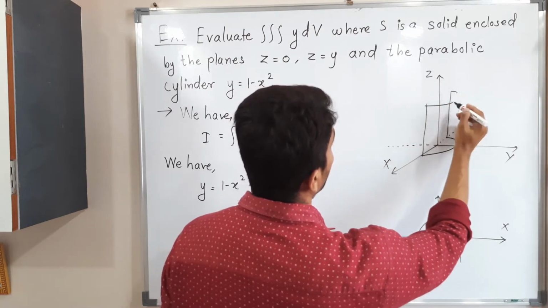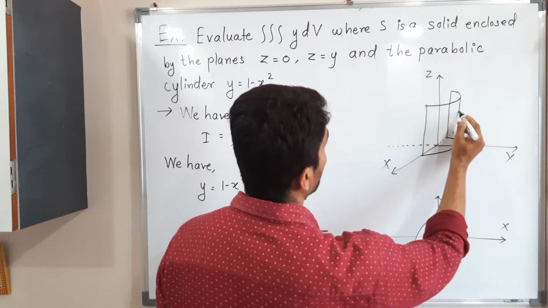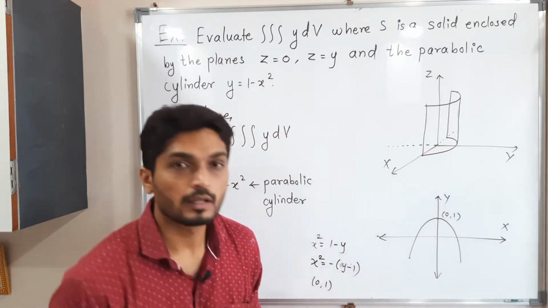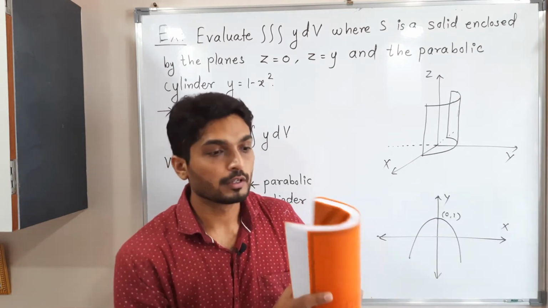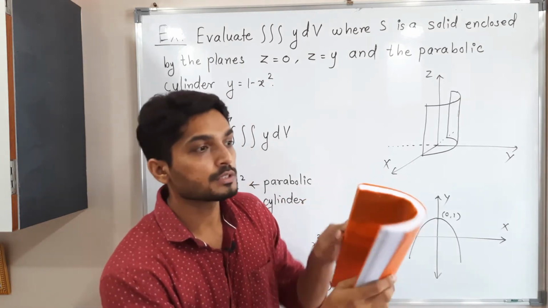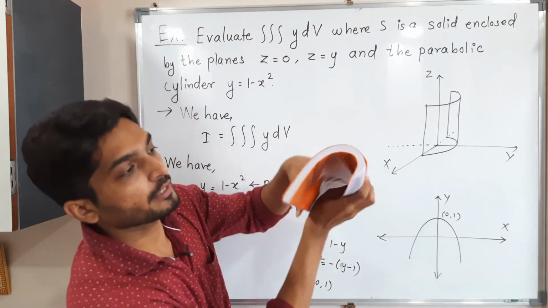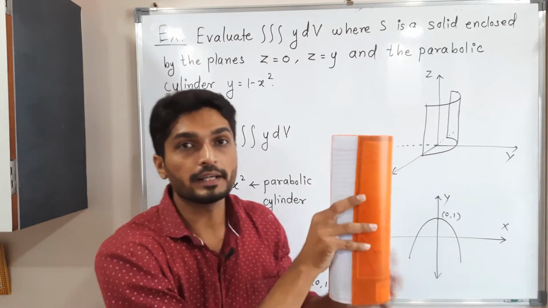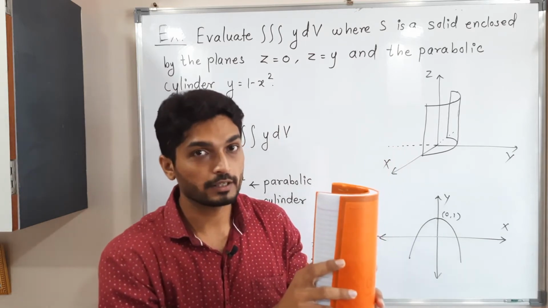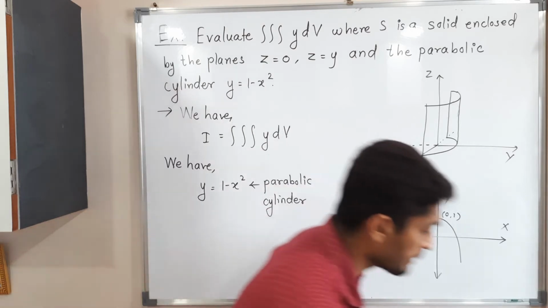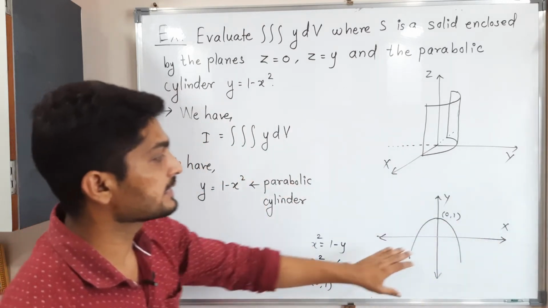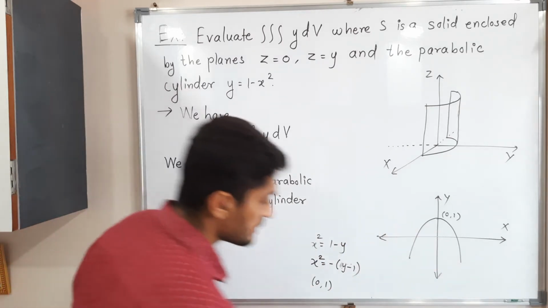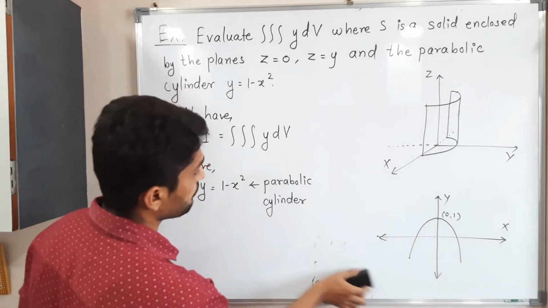Just a minute, I will try to draw it more perfectly. So this is the cylinder. I will show you, as you can see, this is a notebook. If I fold it, you can see this is a parabola in 2D, but if it has some height, this is a parabolic cylinder. So this is an example of a parabolic cylinder. This was a rough part, so I will remove it.